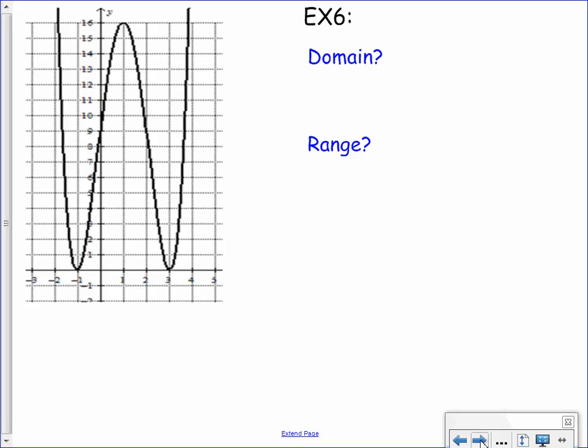What family? Quartic. Very good. Quartic. All together, what's the domain? It is all real, just like last time. All right, who's got the range? You got the range, Jeff.